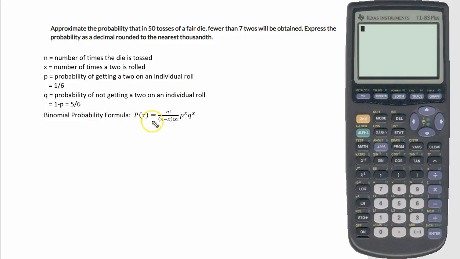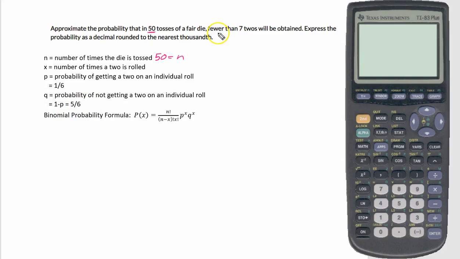And these letters in the formula, well, n is the number of times the die is tossed, and here you can see it's tossed 50 times, so 50 is equal to n. X is the number of times a 2 is rolled, so these are on individual rolls, which we'll deal with in a minute. The probability of getting a 2 on an individual roll, well, a die has 6 faces and only one of them is a 2, so P is going to be 1 out of 6. And Q is the probability of not getting a 2, so that's going to be the complement of P. So I just do 1 minus P. And then you can use this formula.